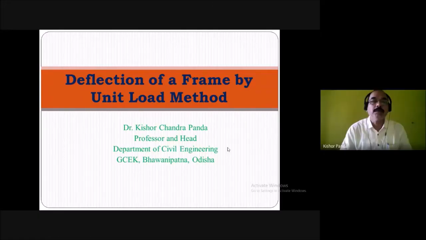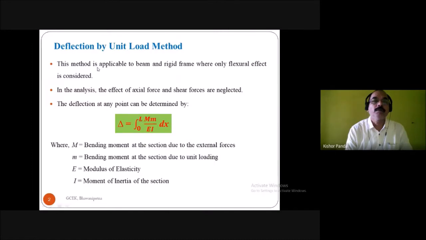Today we'll discuss how to determine the deflection of a frame by the unit load method. Do you know what the unit load method is? In the unit load method, you have to find the deflection. Delta is equal to the integral from 0 to L of capital M small m by EI into dx, where capital M is the bending moment at the section due to external forces, small m is the bending moment at the section due to unit loading, E is the modulus of elasticity, and I is the moment of inertia of the section.